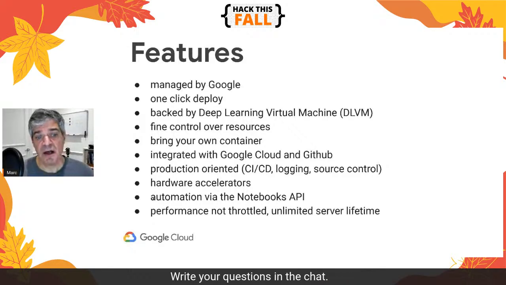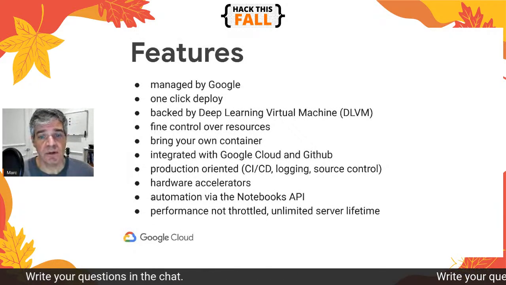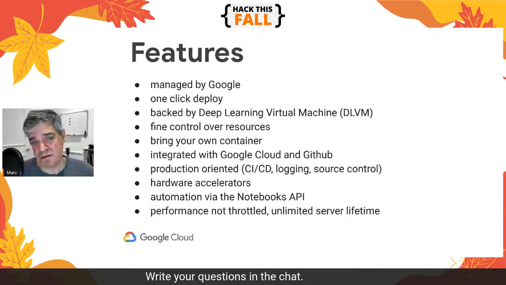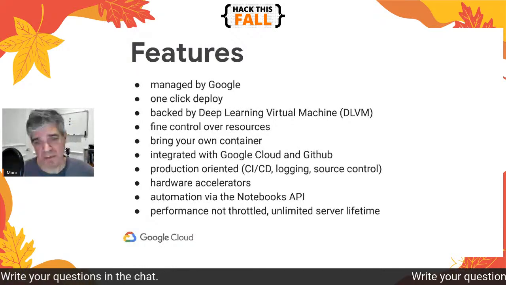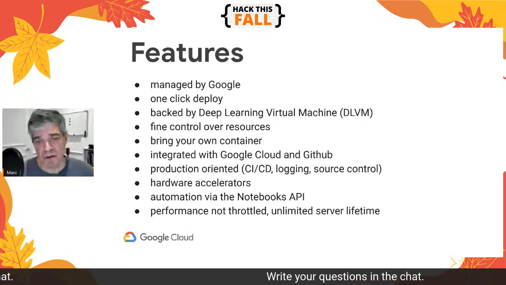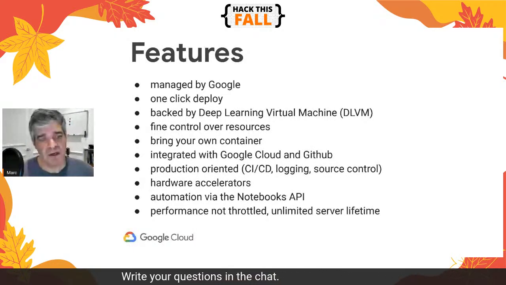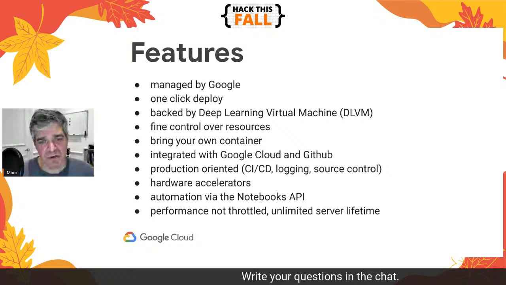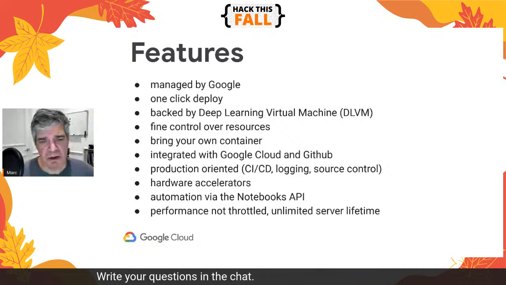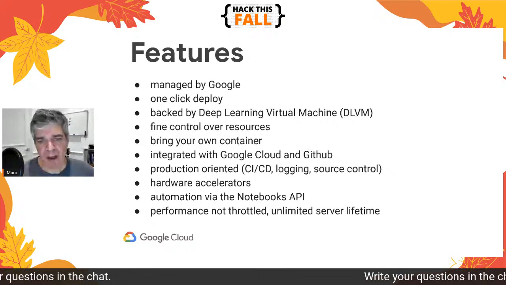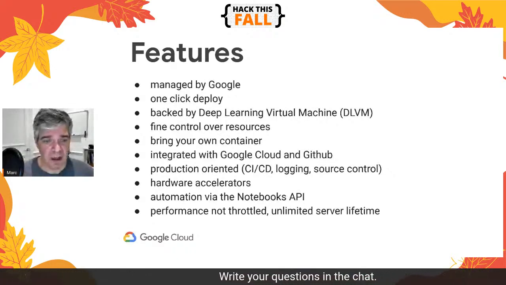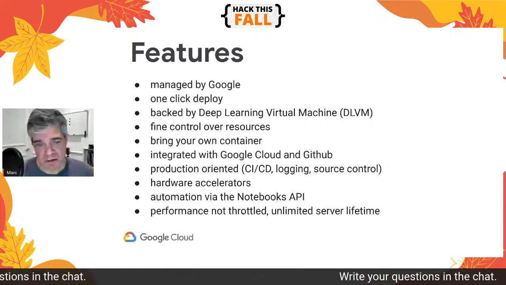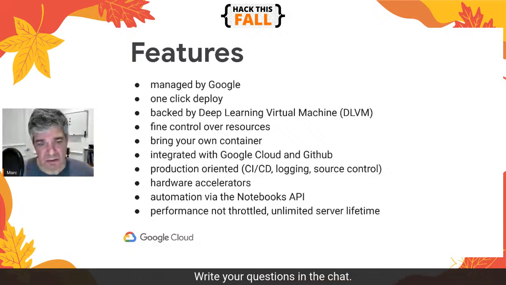One of the really cool things is it has automation built into it with a Notebooks API. So if you wanted to write code that would put something into a continuous deployment pipeline, you can use this Notebooks API to automate the creation of a new notebook, the loading of a notebook from some third-party source, execution of a notebook, and managing the output of the notebook. So it gives you a lot of programmatic control over the notebook environment. And as I mentioned, the big win is the performance is not throttled. You have unlimited server lifetime and as much resources as you want to pay for.